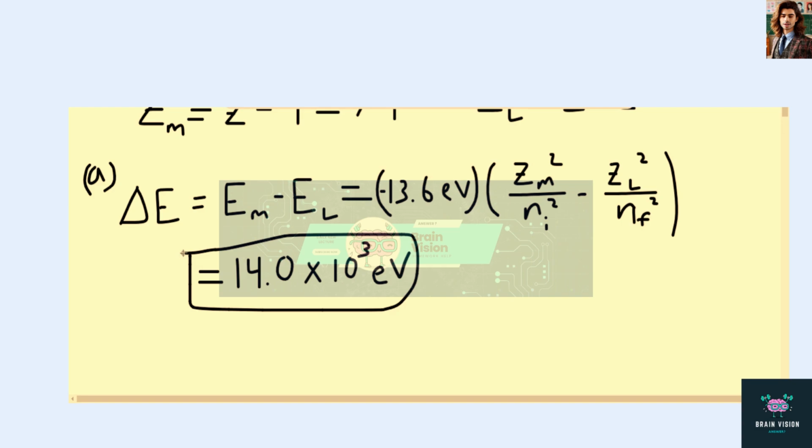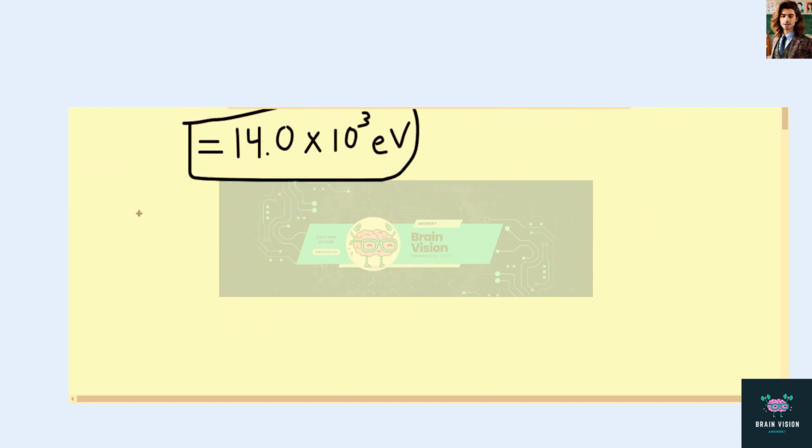Part B wants us to find the wavelength associated with this energy difference. So that comes from the equation that says that lambda, the wavelength, is equal to Planck's constant, h, times the speed of light, c, divided by the change in energy, delta E. So for Planck's constant, we're going to use the electron volt seconds version of it, so 4.1357 times 10 to the minus 15 electron volt seconds.